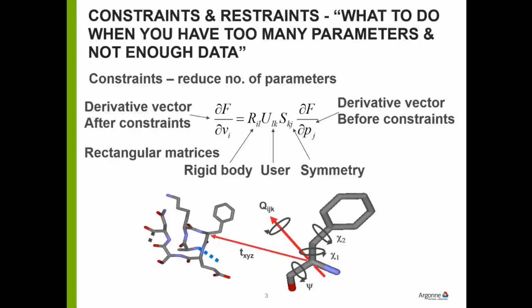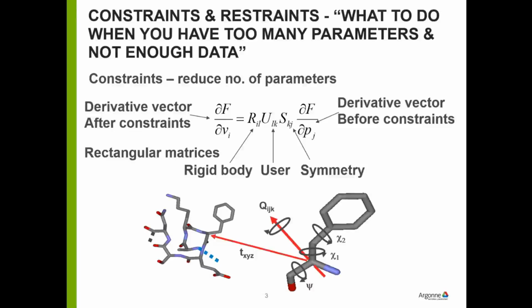A constraint is something that reduces the number of parameters. Okay? Think about it that way. And there's sort of three different kinds of them. First of all, some fairly obvious symmetry constraints. If you've got an atom that's on a special position where the X and Y values have to be the same, there's a constraint that makes the two of them the same. So that's a constraint.